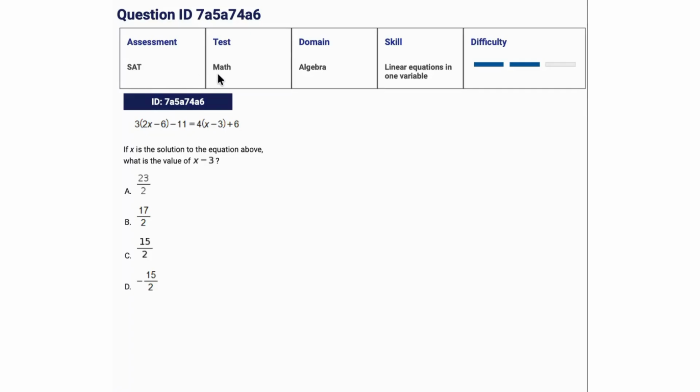We're solving SAT maths questions in the domain algebra and the difficulty level is medium. If you'd like to know how I've selected these questions, you can go back to the first video in this playlist. Let's start reading the question.